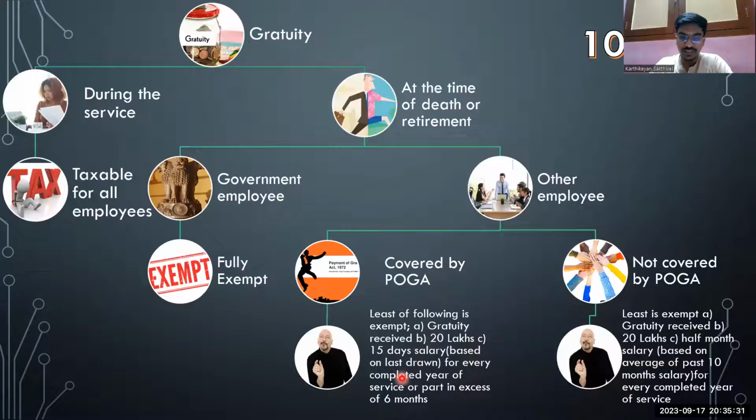If you just go back here, we have just seen the differences. If it is covered by POGA, you will take 15 by 26. Here you will take 1 by 2. Next, you will be using your last drawn salary in POGA. You will be using average salary if not covered by POGA. Then, if the service is for more than 6 months in a year, you will include it under POGA, but if it is not covered by POGA, you will not include it. You will just take completed years of service.